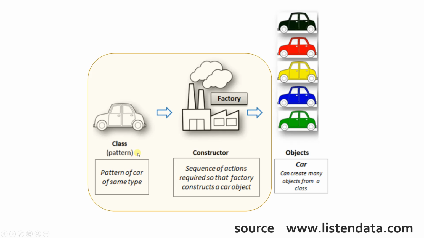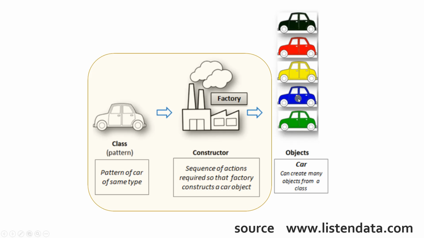So if you're going to make a car, then a class would be the pattern or blueprint of your car. The constructor would be a factory that gets this pattern and then creates a lot of objects. And each object, although it came from exactly the same blueprint, may have different attributes. One of the attributes is color. So this car here is green, blue, yellow, and so on. Although they came from the same blueprint, the factory made them with different attributes.